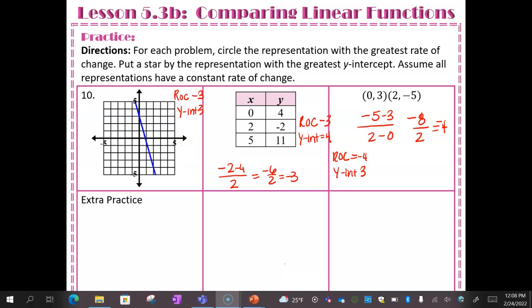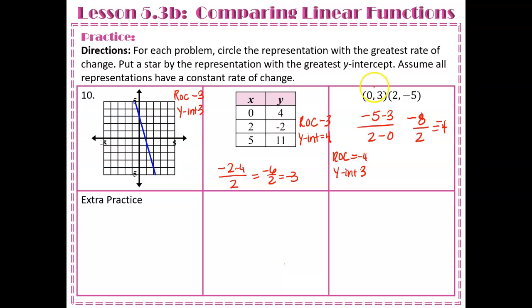Okay, so we want to put a circle around the one with the greatest rate of change. And by greatest, I mean more negative. That means the line will be steeper. I know that it's hard with negative. So this is your greatest rate of change with a -4 here. And then the biggest y-intercept, this one is 4. So this is the largest one to star. All right, that's it. Thanks.